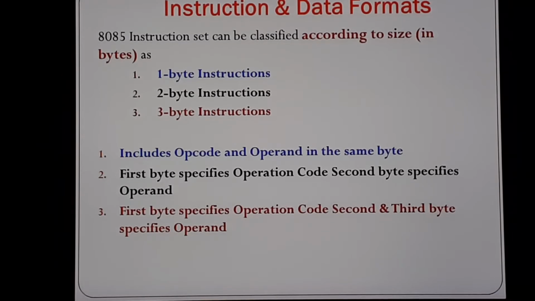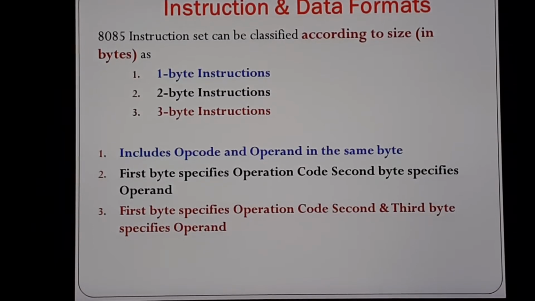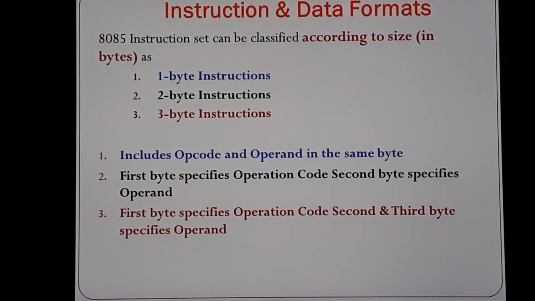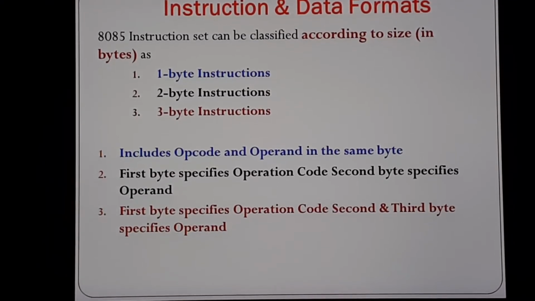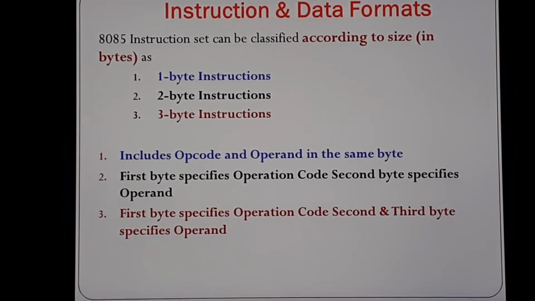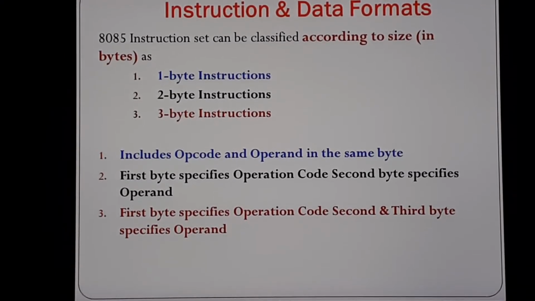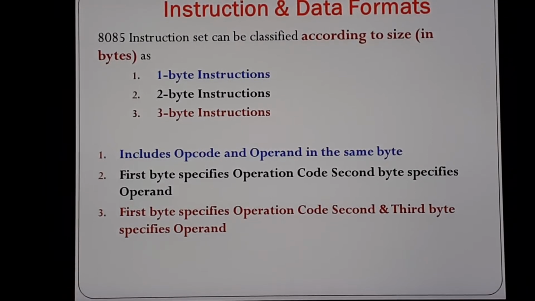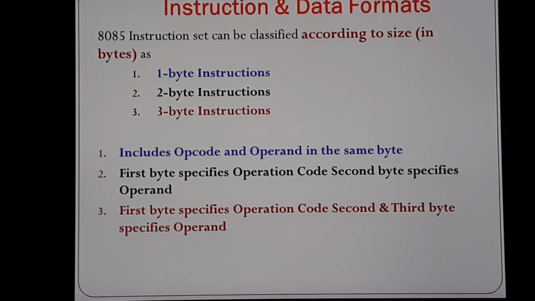Then 3 byte instruction means here the operand, that means the data, is of 16 bits. So we need to split the operand into 2 partitions, one of 8 bits and then again a second of 8 bits, which total gives you 16 bits of data. So 2 bytes are taken by the data or operand, and 1 byte is the operation code. Again I'll repeat, what do 1, 2 and 3 byte instructions mean?